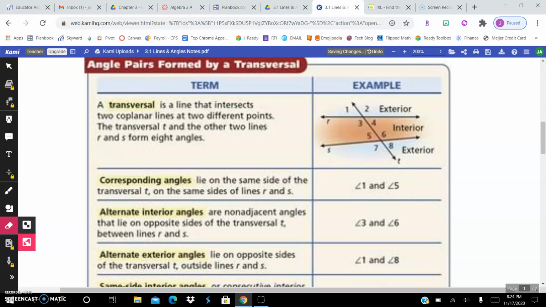Alternate interior angles are non-adjacent and lie on opposite sides of the transversal between lines R and S. So alternate means different, and interior means on the inside. For example, they gave 3 and 6. So here's 3 and here's 6. The word interior tells us on the inside, and alternate means on different sides of the transversal. So angles 4 and 5 could be called alternate interior angles as well.